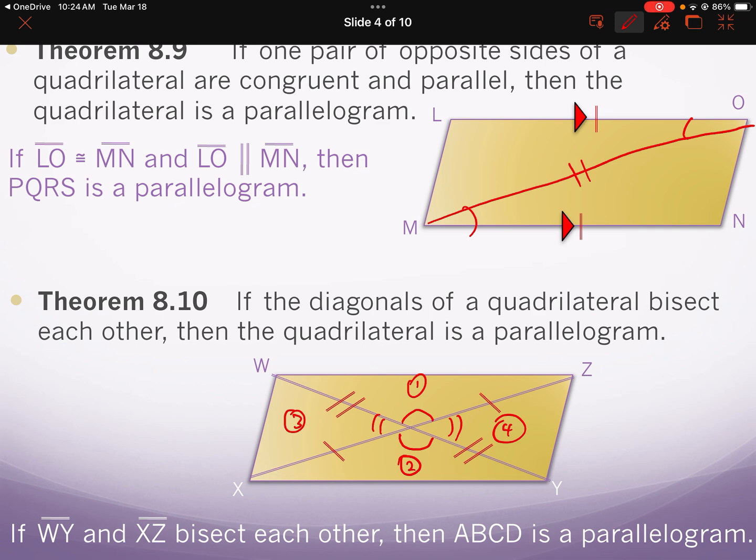Keep your eyes open for quadrilaterals that have those markings that fit those 4 theorems.